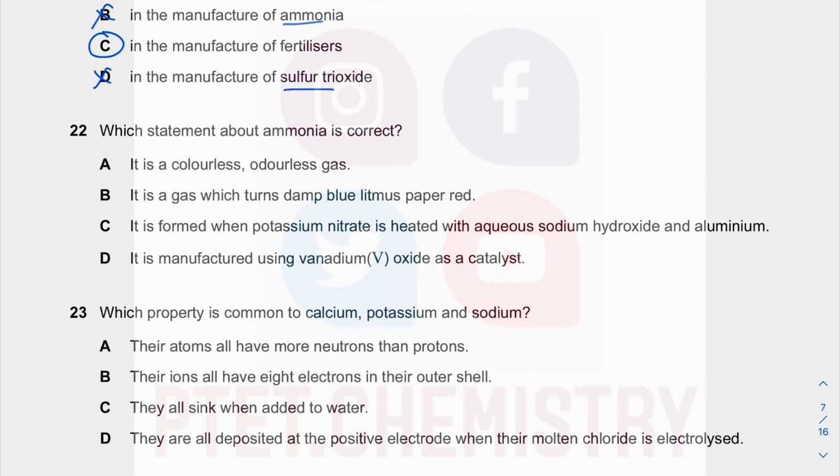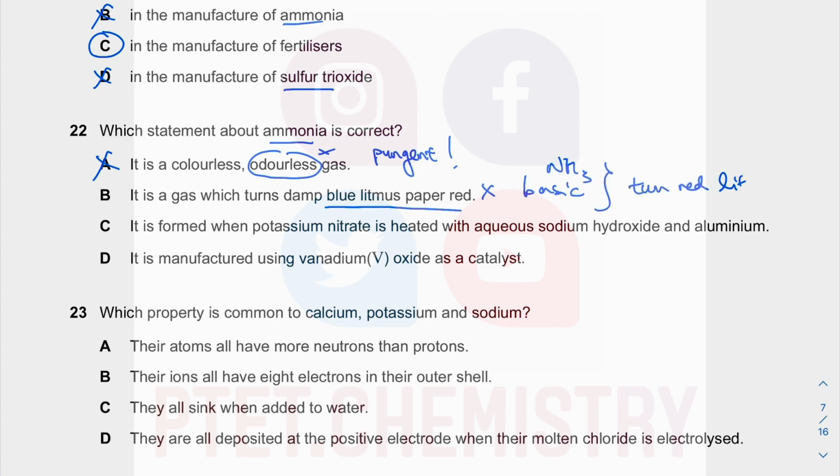22. What about ammonia is correct? Well, this first thing, odorless, is not true. If you have smelled ammonia before, it smells, okay? It stinks. It's like the smell of urine, a little bit, okay? It's a gas which turns blue litmus paper red. That is not true. Ammonia is basic, so it will turn red litmus blue, okay?